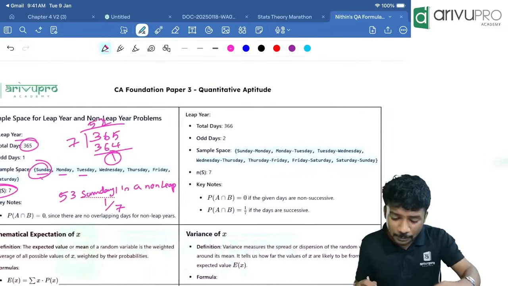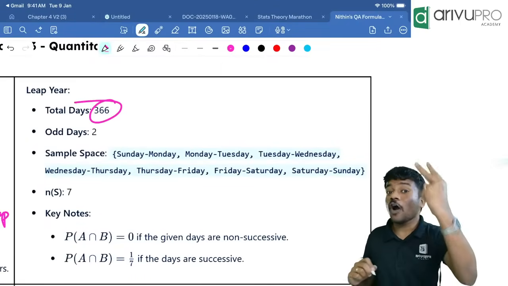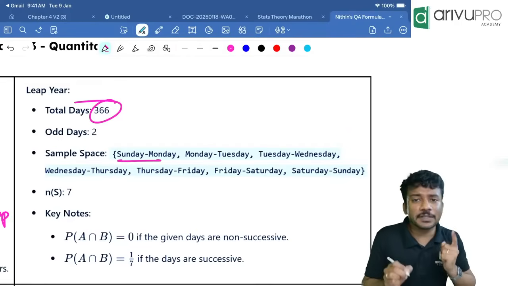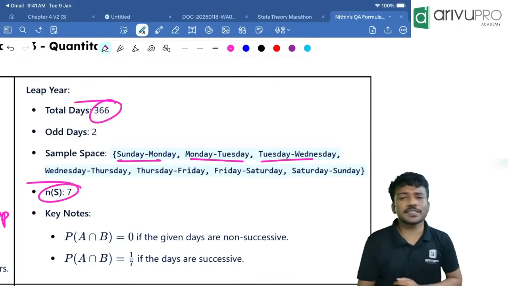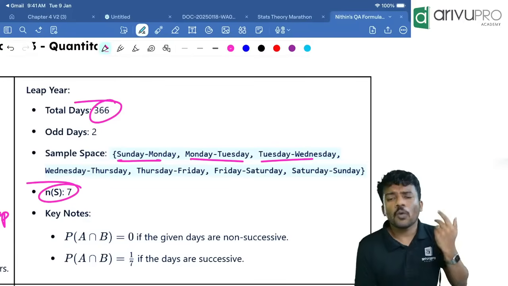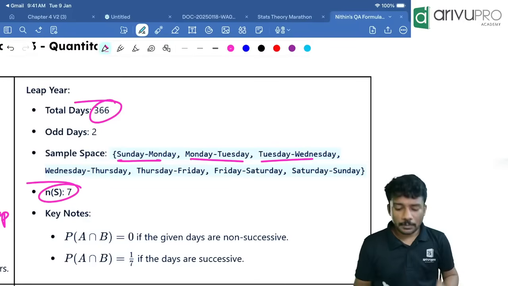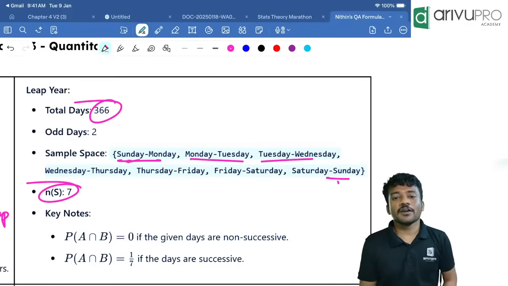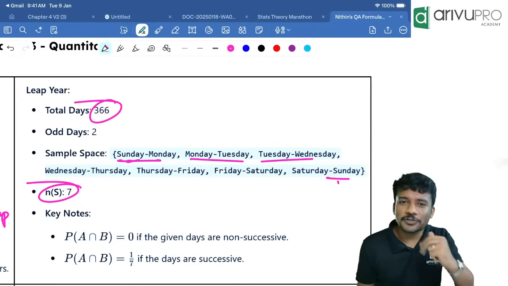Now coming to leap year, how many days are there in total? 366 days. How many remaining days will be there? 2 remaining days will be there. Either that can be Sunday, Monday, Tuesday, Wednesday, etc. Total sample space is how much? 7. The question will be, what is the probability of getting 53 Sundays in a leap year? That is nothing but 1 plus 1, that is 2 divided by 7. What is the probability of getting 53 Mondays in a leap year? That is 2 by 7.